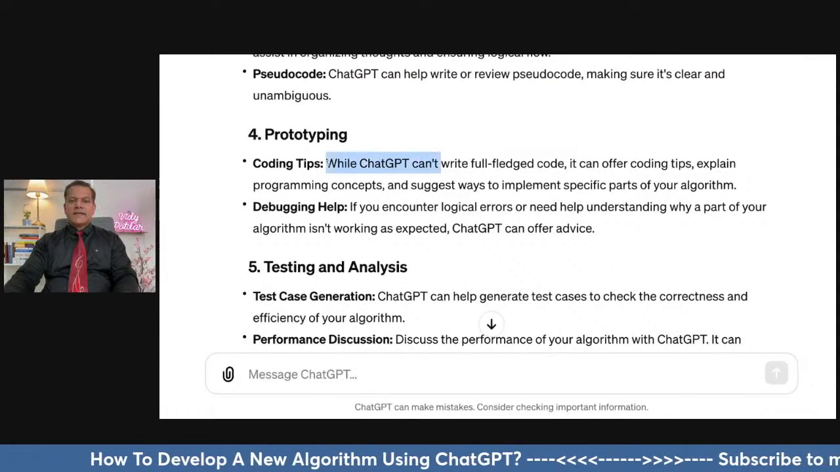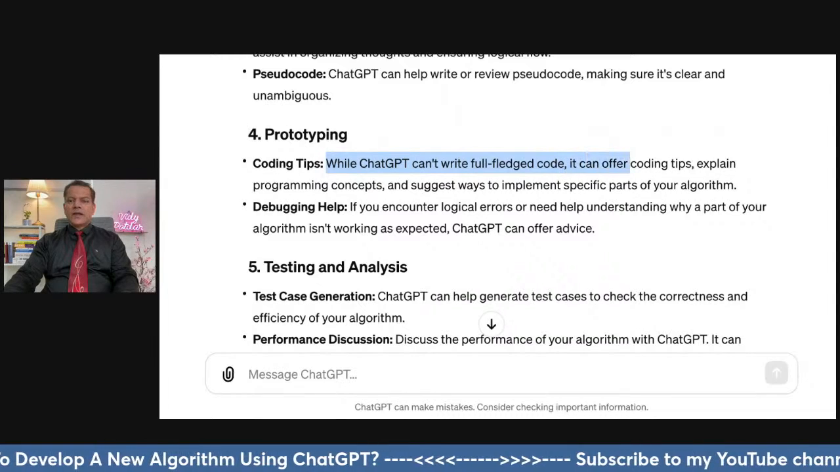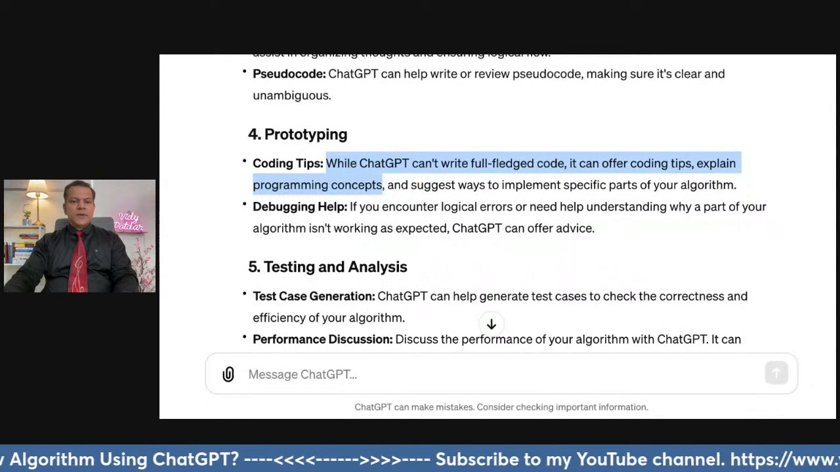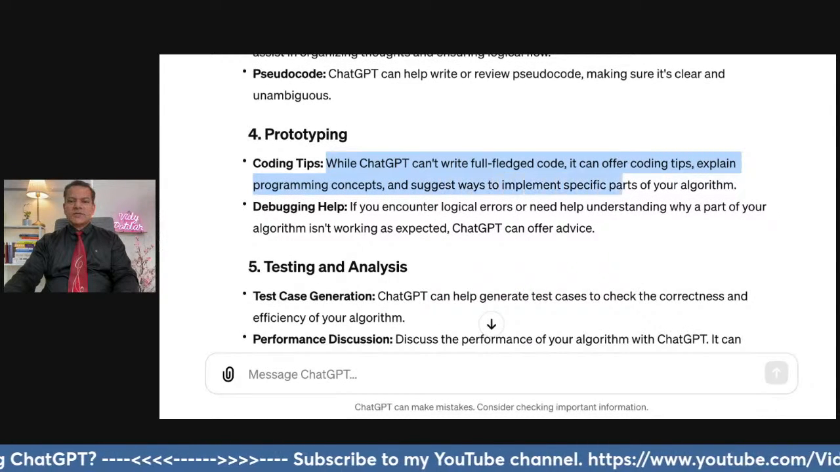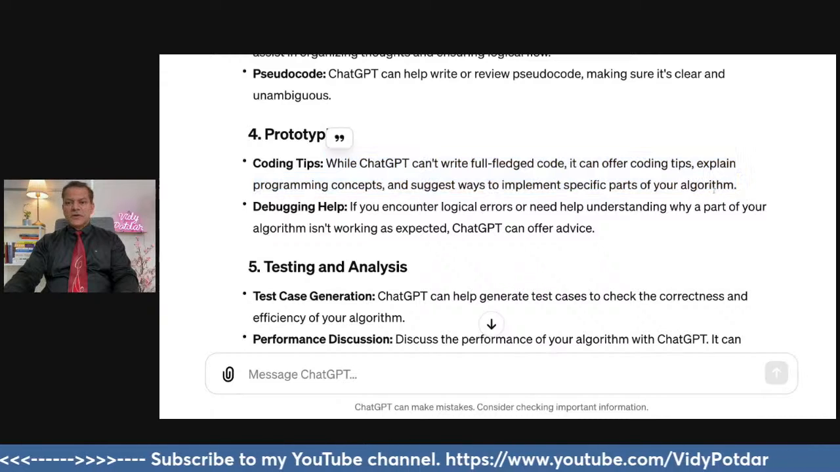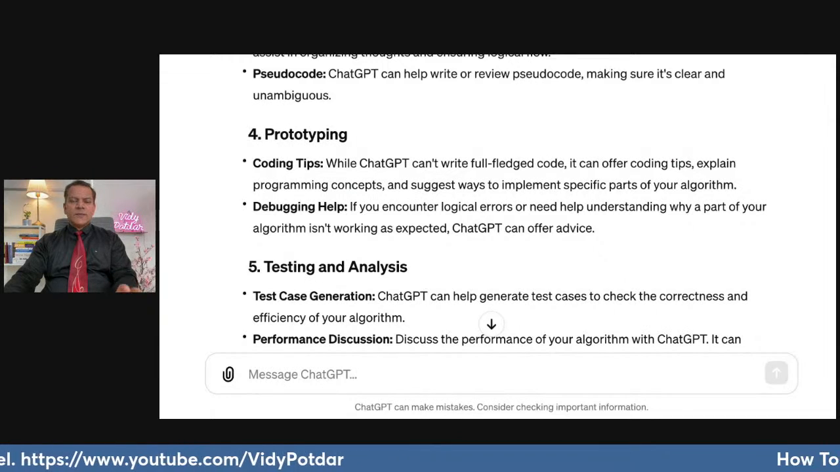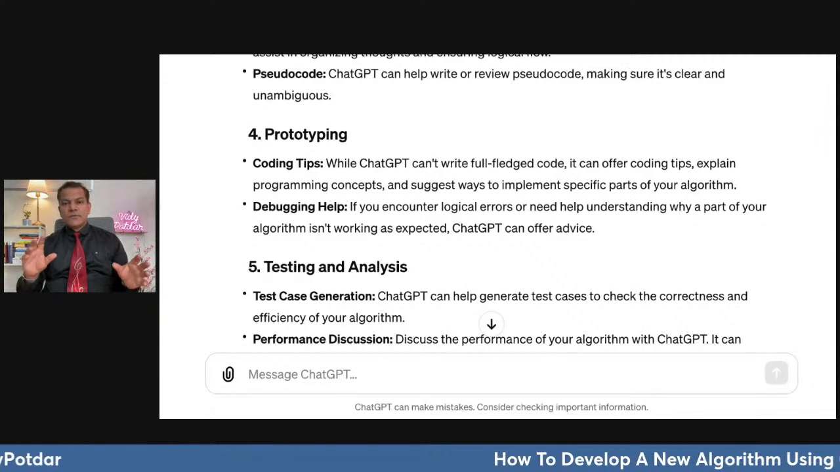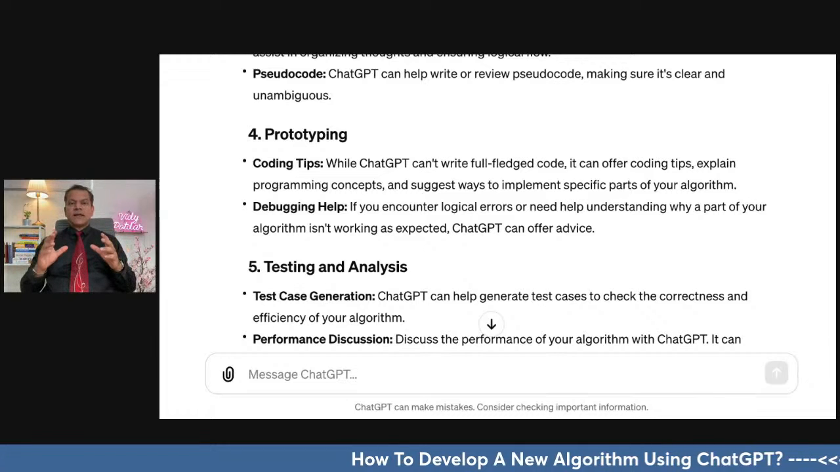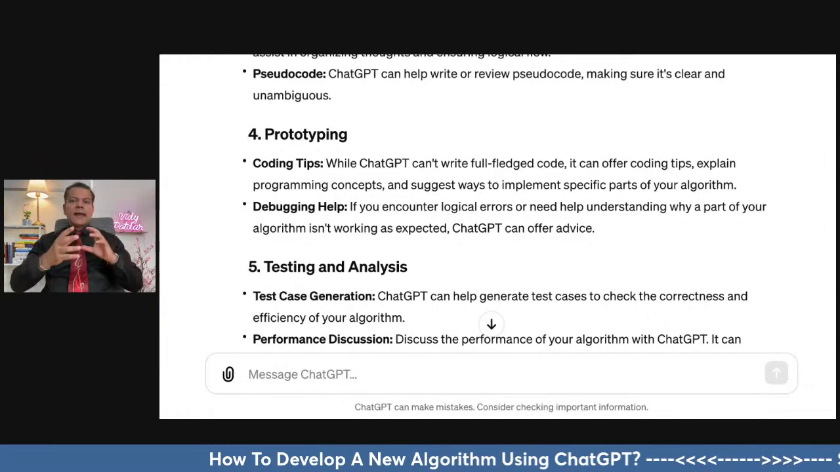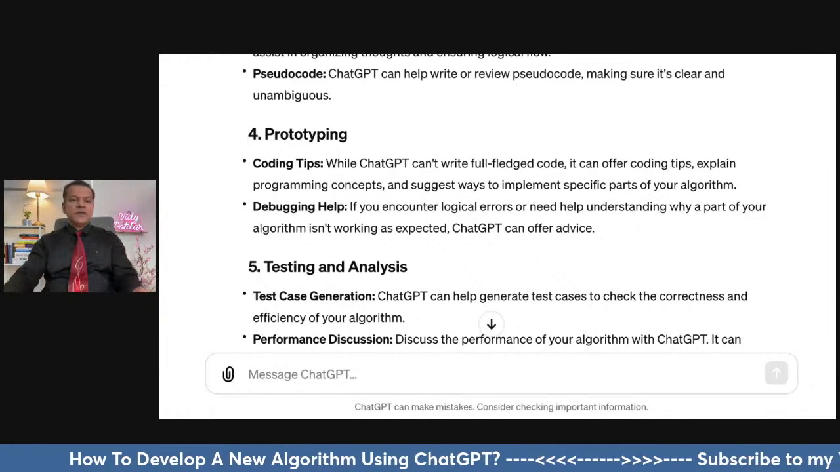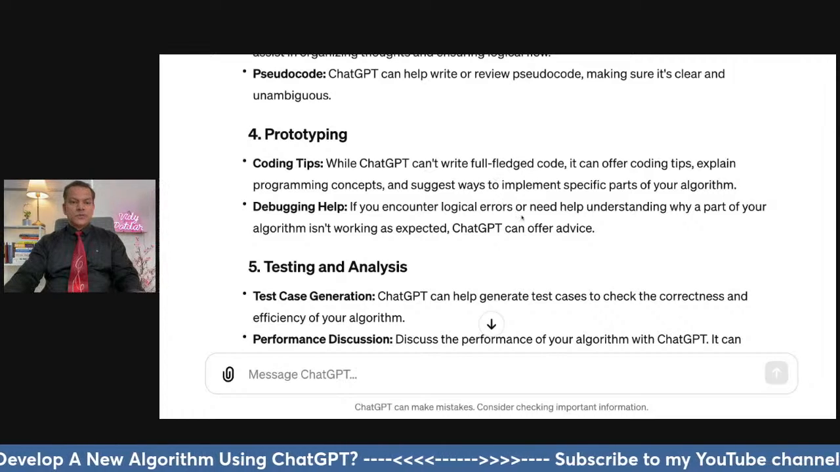Prototyping. While ChatGPT can't write full-fledged code, it can offer coding tips, explain programming concepts, and suggest ways to implement specific parts of the algorithm. And I have mentioned this in my earlier videos on this topic as well, that with ChatGPT, you can generate snippets of code, but you need to have some basic understanding of programming so that you can connect or join or stitch these different snippets of code.